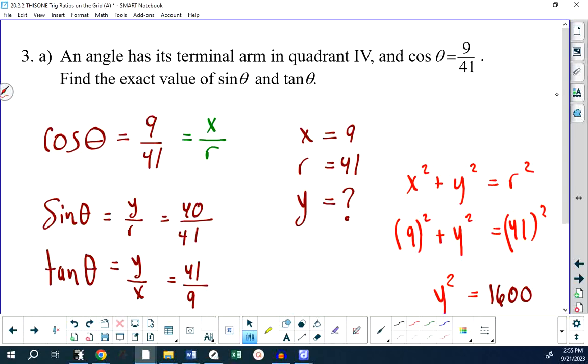So that means, and I wrote 41 here, I meant to write 40. That means that those are the values.